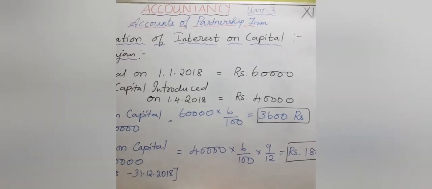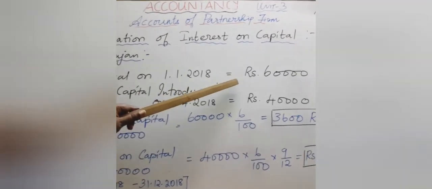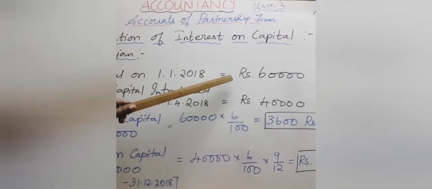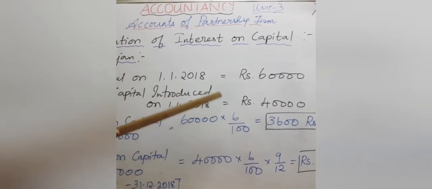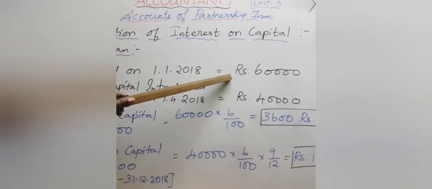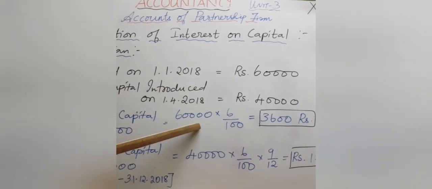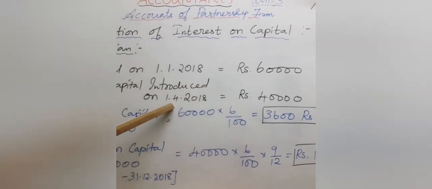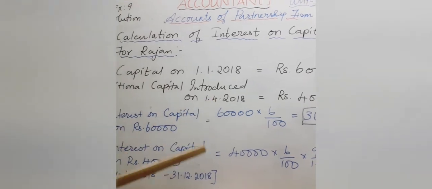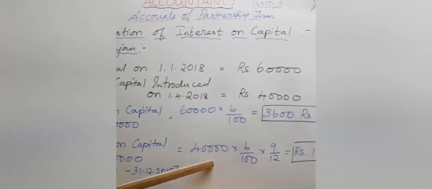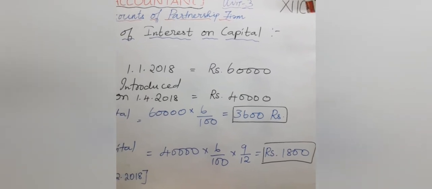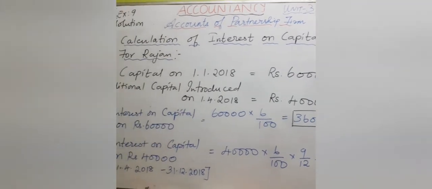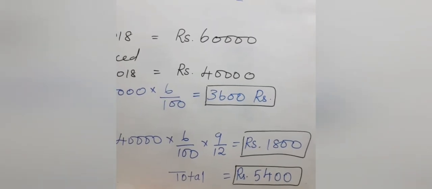In the previous section, how did we do? I calculated for 60,000 for however many months the 60,000 is available with us. But in this sum, 60,000 is remaining with us for 1 full year, so I have calculated for 1 full year. 40,000 is remaining with us only from April to December, so from April to December, 9 months interest I have calculated. Okay, children? Now what will be the total interest? That is 3,600 plus 1,800. Total interest is 5,400.